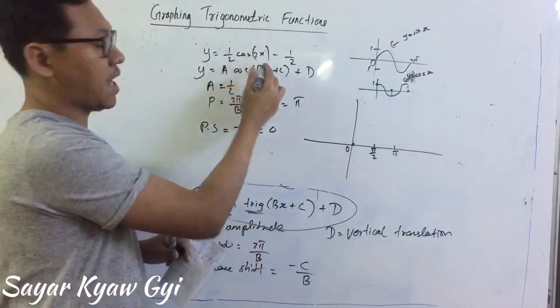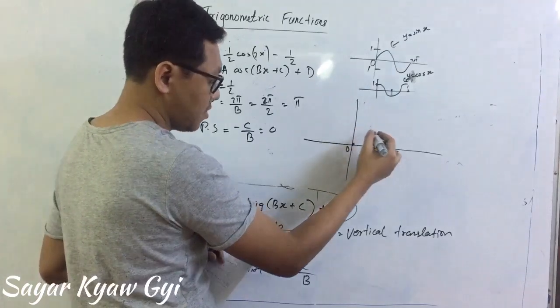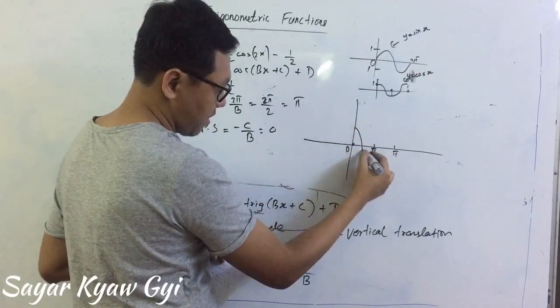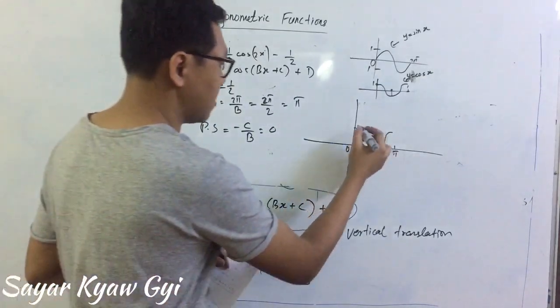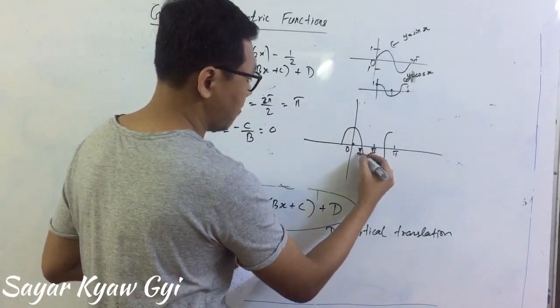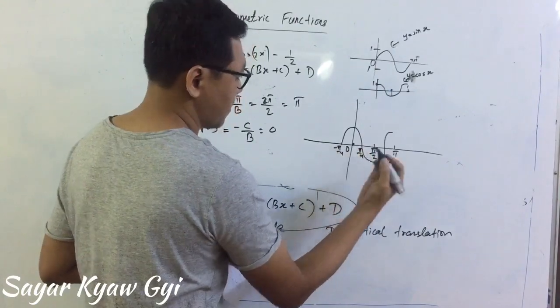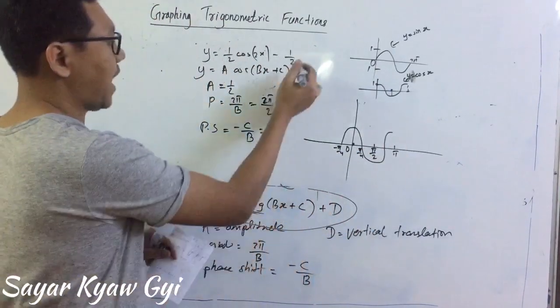Because it's cosine, you have to start from the top. So it will be like this. This is the graph, and you can continue like this. This will be pi by 4. This will be negative pi by 4. Okay, so this one, I have a translation.